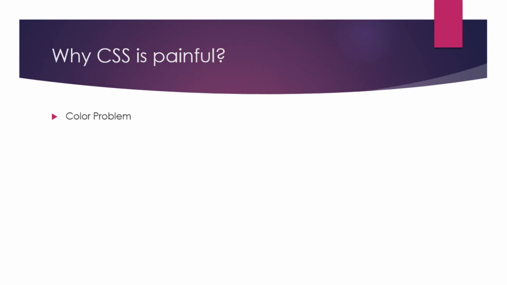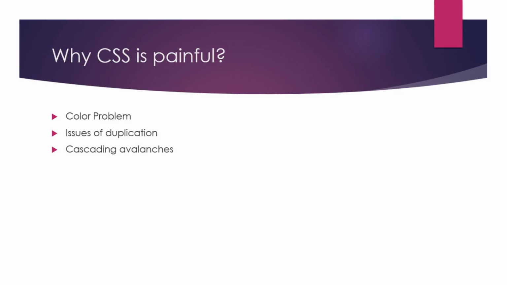We will first talk about the color problem, that is, how CSS doesn't allow us to have named colors, so we have to repeat colors throughout the CSS and then change them in many places later when the design changes in a fundamental way. The duplication issue is that there is no way to create a reusable section in CSS to be used in different parts of our design.